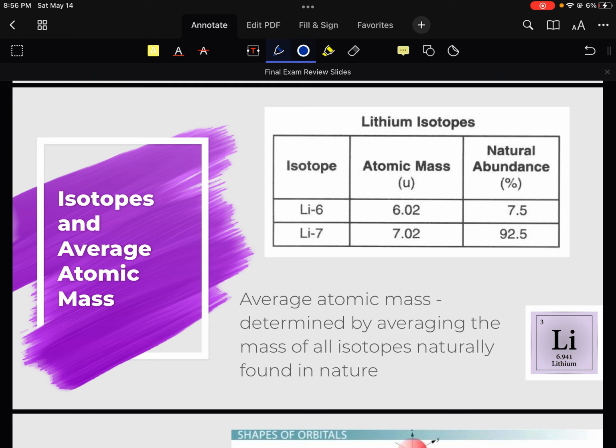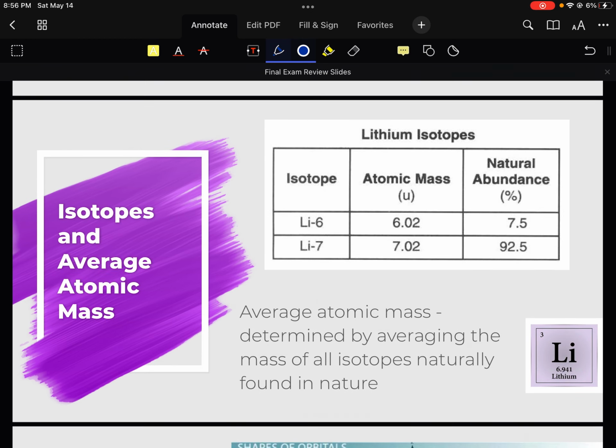So here, just calculating average atomic mass, we can do that for lithium. So remember, we have 2 different isotopes, and we're given the abundance. The trick we want to do is we want to turn this percent into a decimal in our formula.